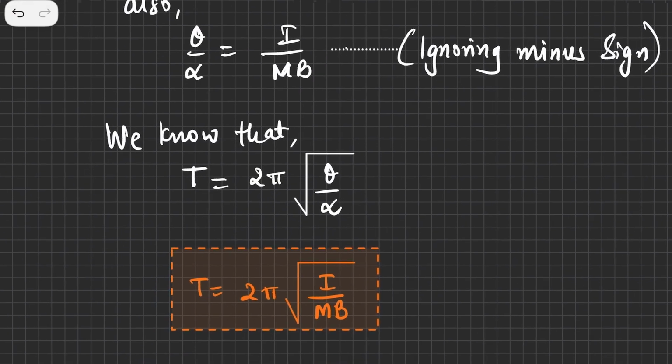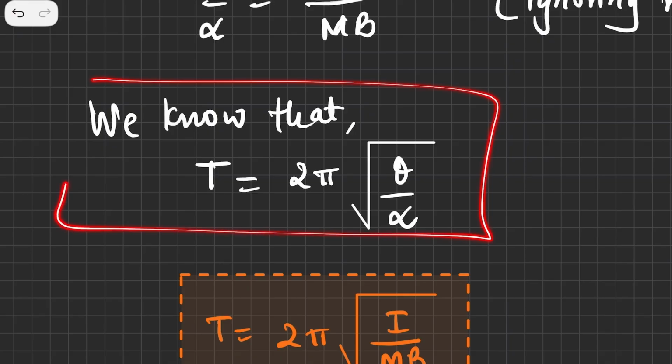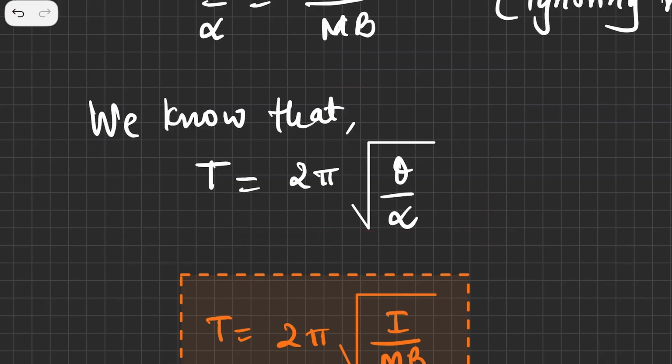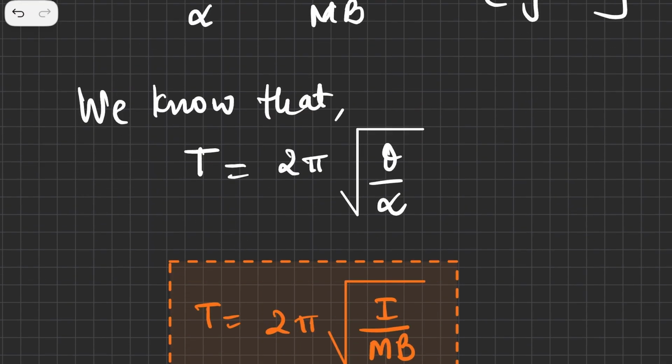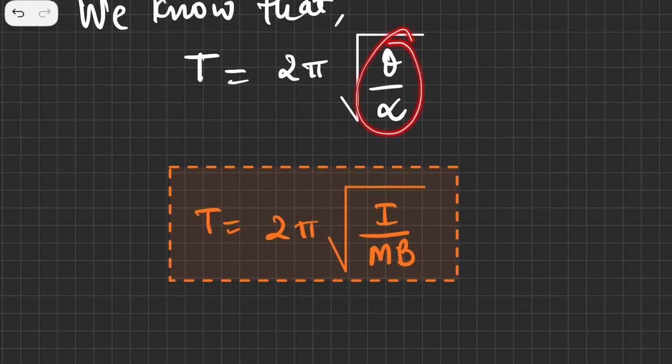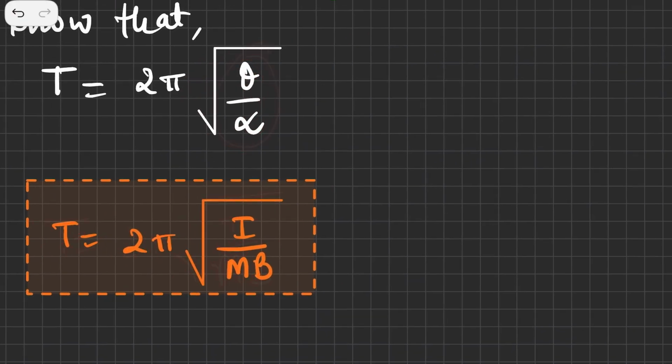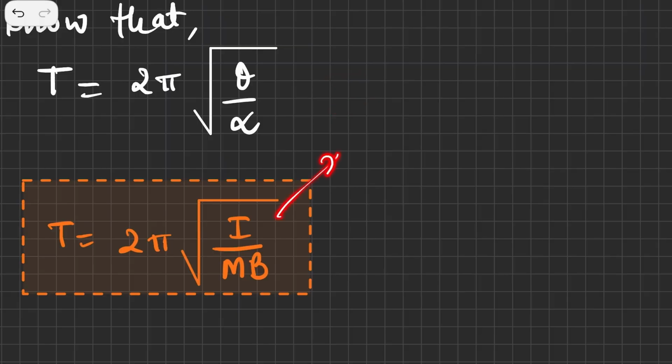Now we have derived an equation over the last 2 to 3 videos, which says T is equal to 2 pi root of theta upon alpha in angular simple harmonic motion. If you have not followed that, I would request you to go back to the playlist and watch the video on angular simple harmonic motion. So wherever there is a theta upon alpha, I can write I upon M B. Replacing that, T is equal to 2 pi root of I upon M B.